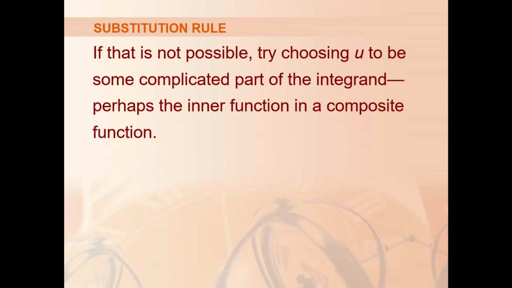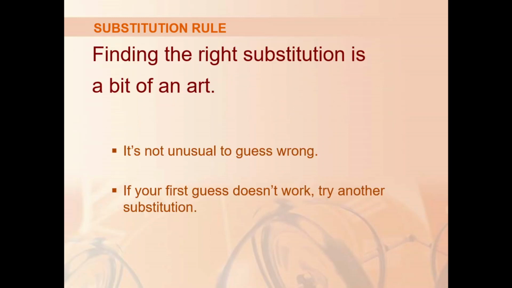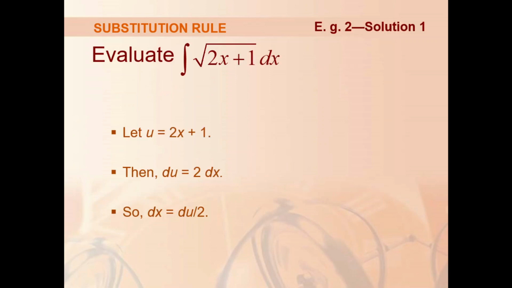If that isn't possible, we have to try choosing u to be some complicated part of the integrand, perhaps the inner function in a composite function. Finding the right substitution is a bit of an art. Really. It's not unusual to get it wrong. If you fail, try another substitution and redo the work that you've done.